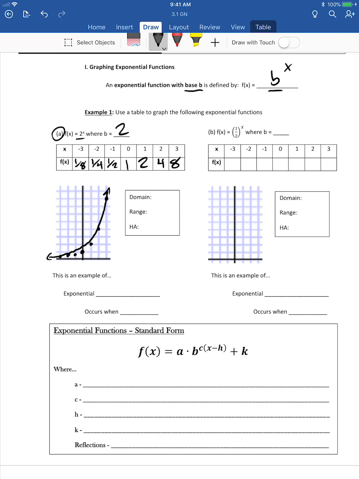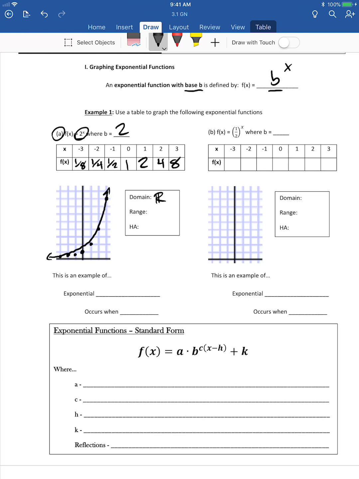Our domain, do we have any domain restrictions for 2 to the x? We do not. Our domain is all real numbers. We can plug in any real number for x and it's going to give us an answer. What is our range? Well, you'll notice that if I plug in 0, I get 1. If I plug in anything less than 0, I get a fraction. If I plug in anything bigger than 0, I get a whole number. I'm never going to get 0.